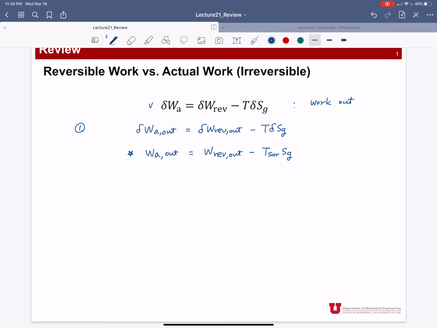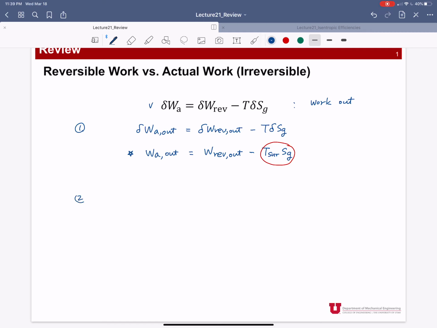Now, when you think about a device or system that does work, a good example is a turbine. In that case, the actual amount of work done by that system is always smaller than the reversible, the ideal, amount of work done by the system. And the difference can be calculated the same way, T surroundings times Sg, entropy generation.